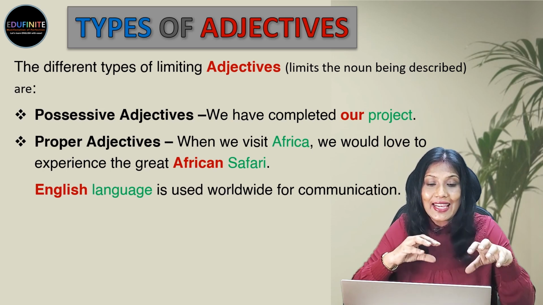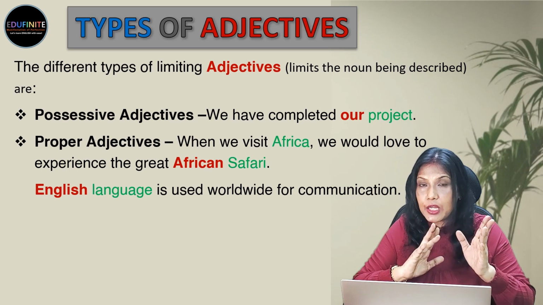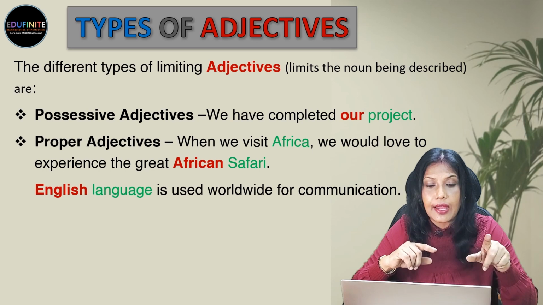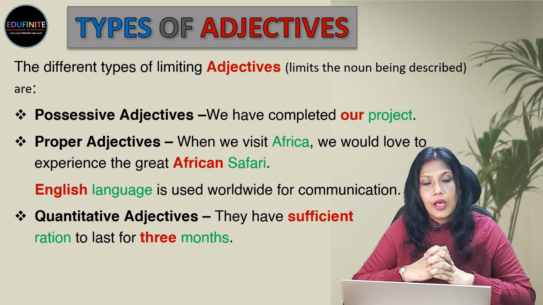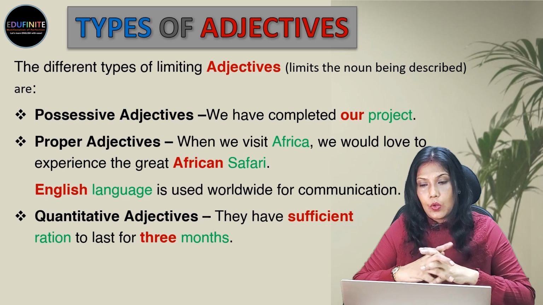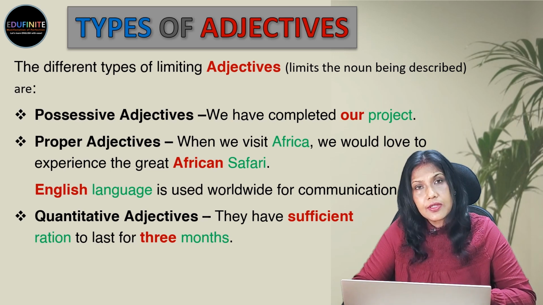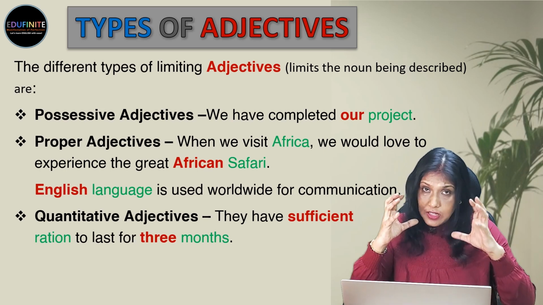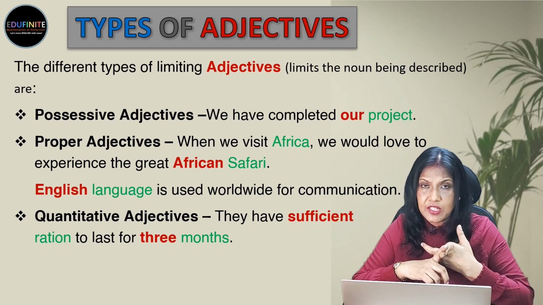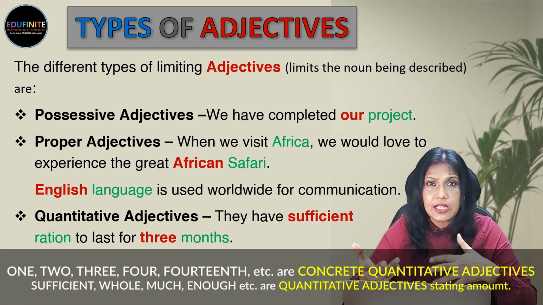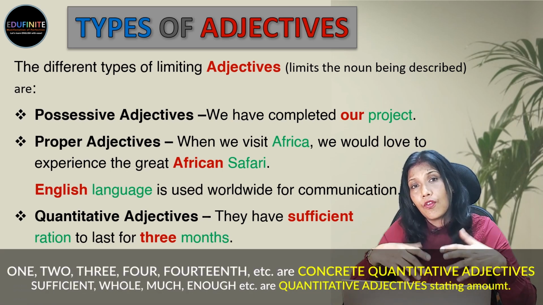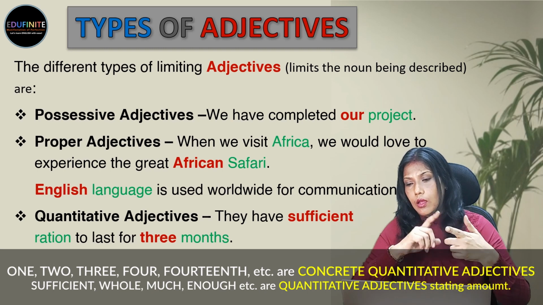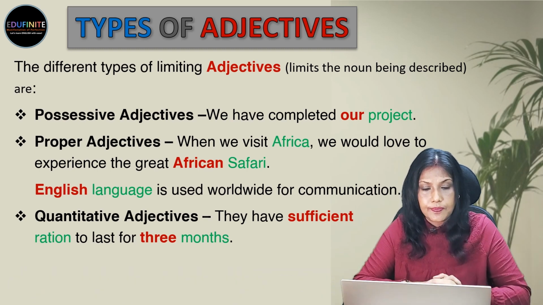So again, English language. English is qualifying the language. Which language? English language. So English is an adjective over here. Quantitative adjectives. Well, quantitative adjectives give us the idea of the quantity. It might give us a concrete idea of the quantity with a specific number, 1, 2, 3, 4 or 4th, 15th, or it will give us the idea of the amount like sufficient, whole, much, enough, etc.